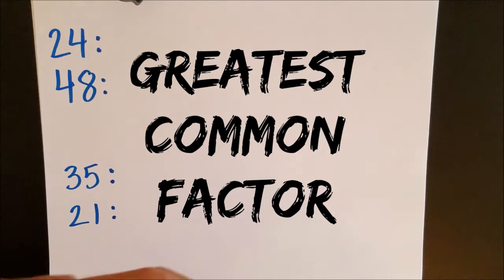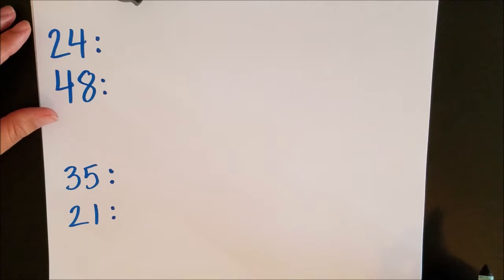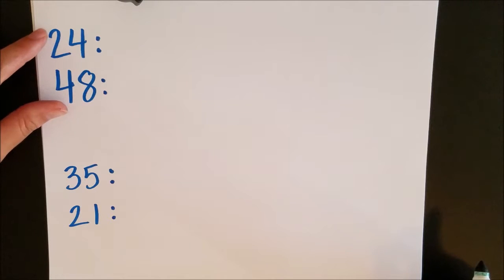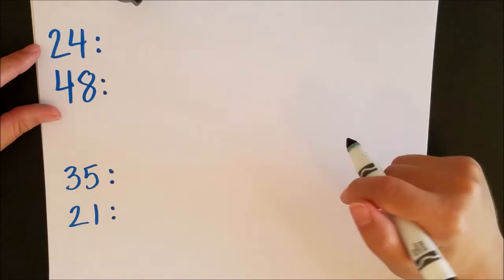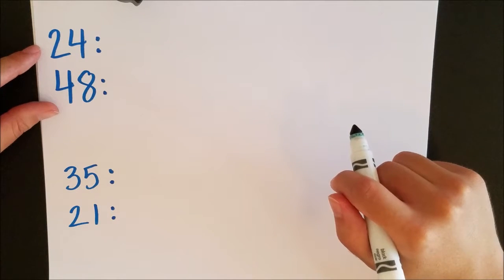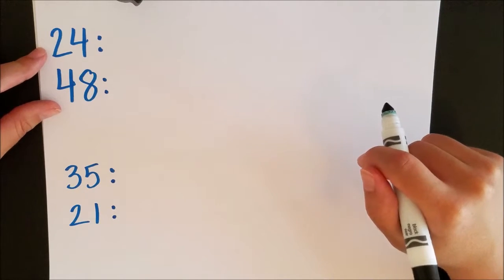Hey guys, so today we're going to be talking about greatest common factor. And a factor, just remember, is things that can be multiplied together to get a number. And so for the greatest common factor, we're going to be looking at a pair of numbers and trying to find the biggest number that they have in common as a factor. So what we're going to be doing is just listing out all the factors for each number and then going through and seeing which one is the greatest that they have in common.